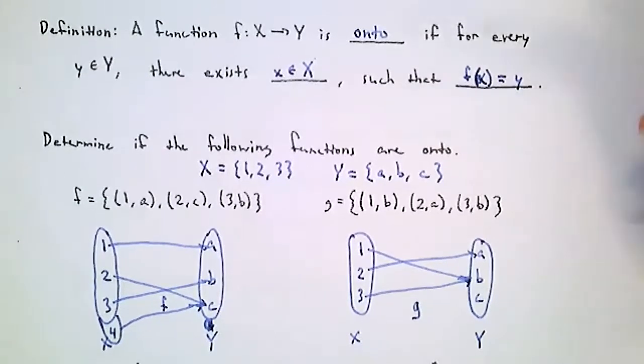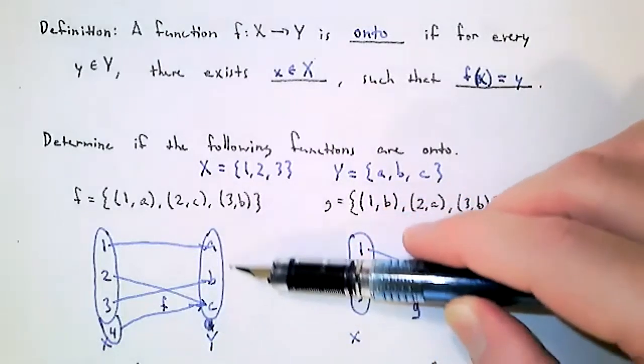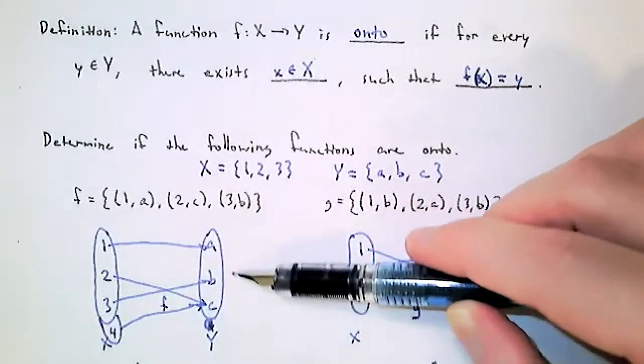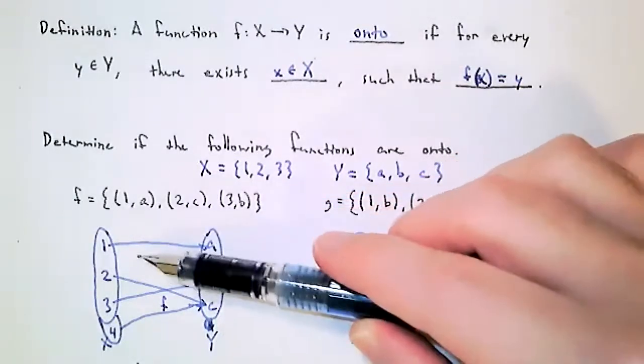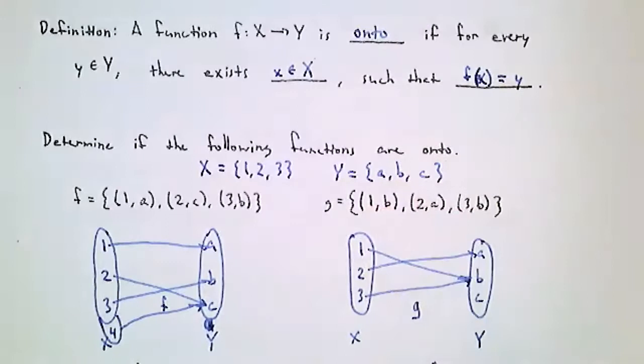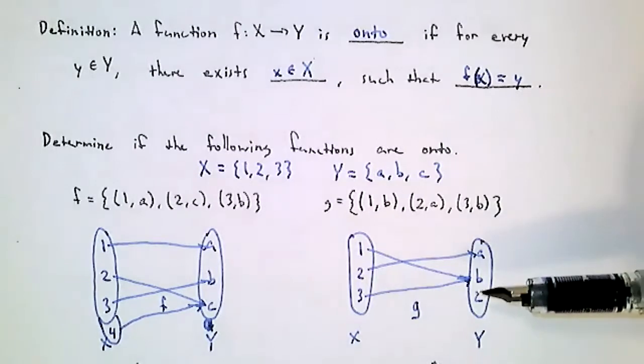And in the arrow diagrams, what this works out to is each element in the codomain, your output set, needs to have an arrow pointing to it if the function is going to be onto. So this one is onto, whereas this one is not, because there's not an arrow pointing to the element C here.